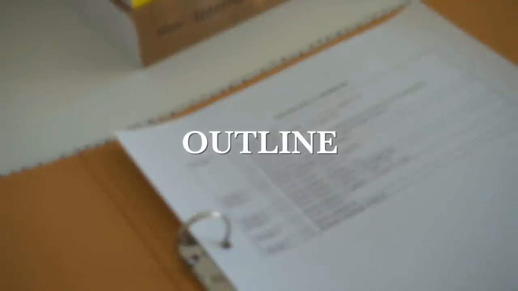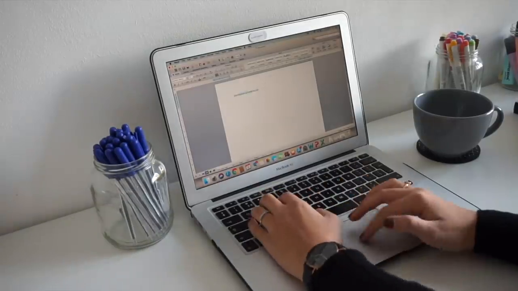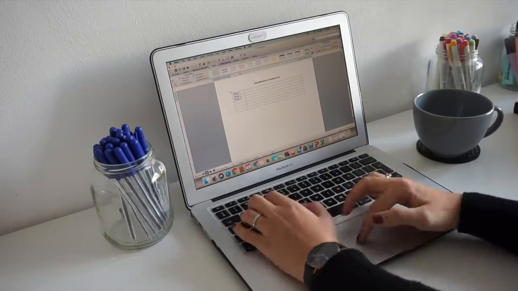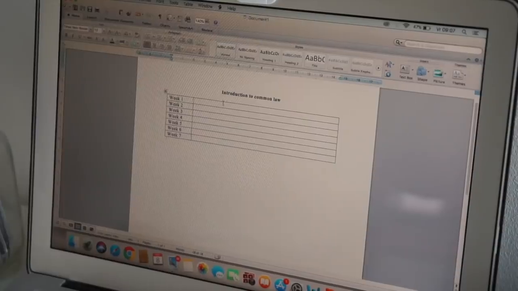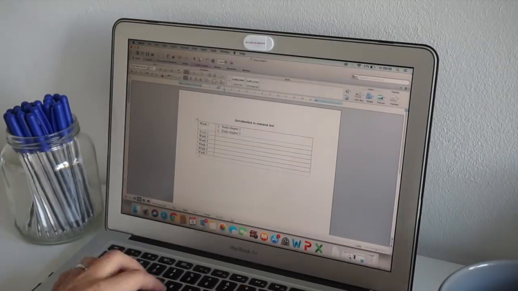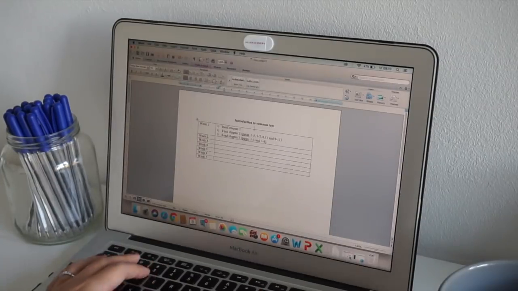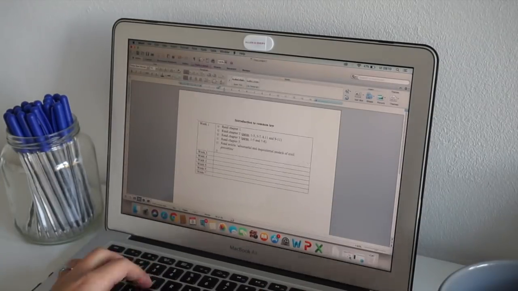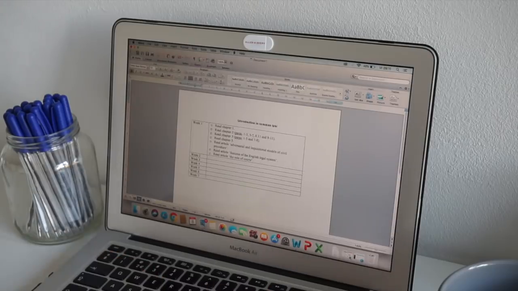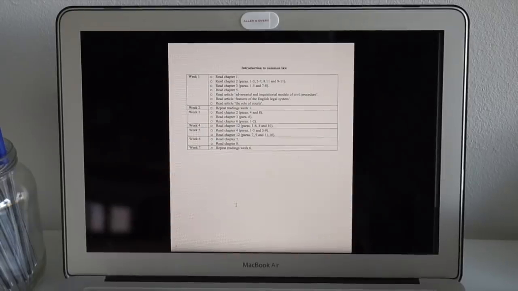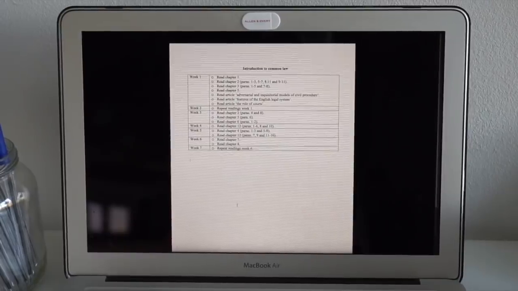The second thing I do is create an outline. This is basically a table that I create on my laptop that shows me all the study material that I need to go over each week during the semester. It allows me to track my progress, so I know exactly when I'm getting behind on schedule and what I need to do to catch up.